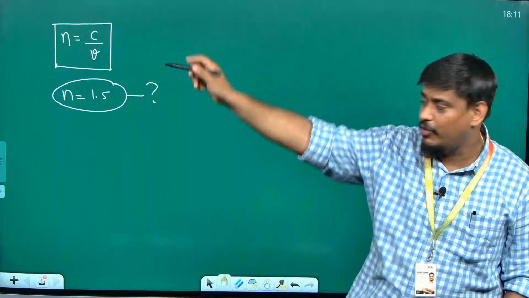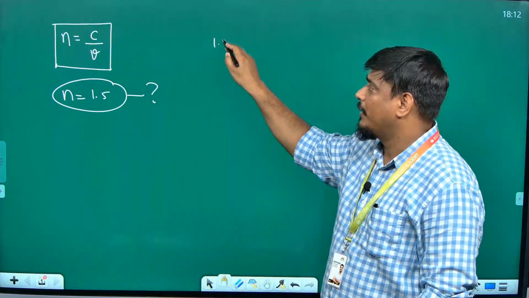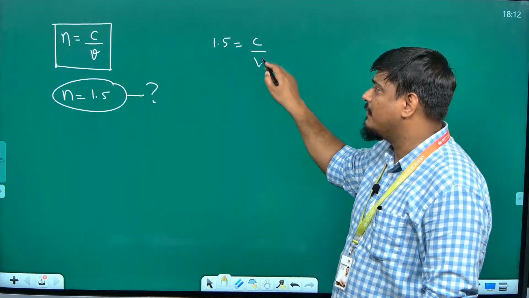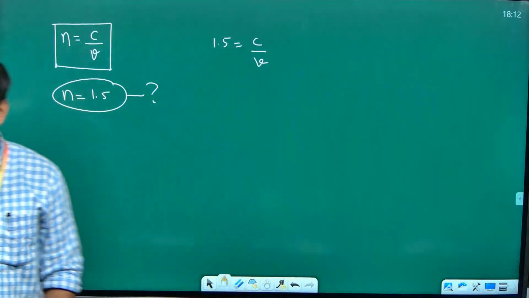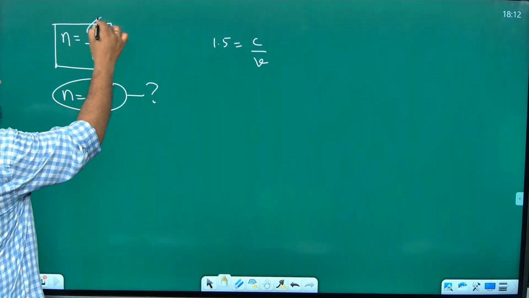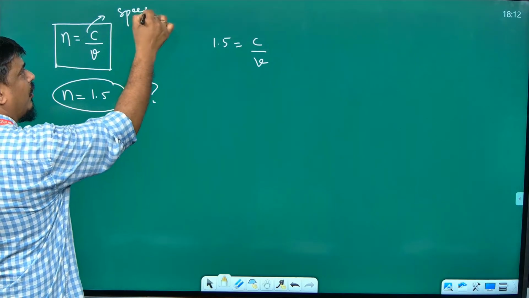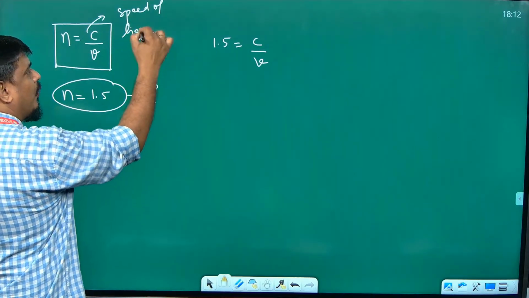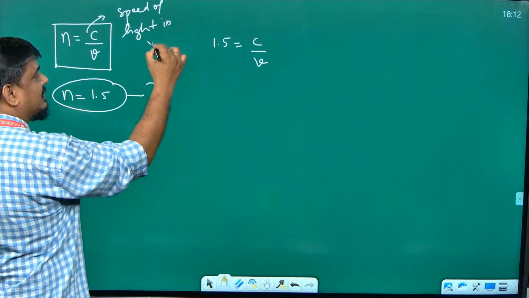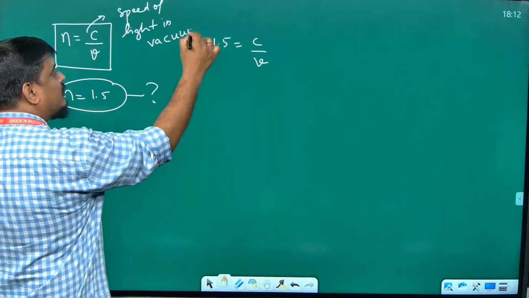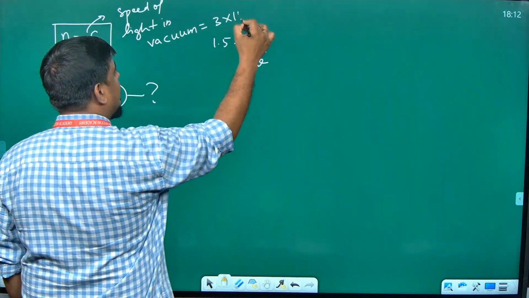This gives you the formula of refractive index, where if I say refractive index of a medium is 1.5, it means that light travels 1.5 times slower in that medium compared to speed of light in air. Because 1.5 is equal to c by v. What is the meaning of c? c is speed of light in vacuum. I hope you know that. What is the value of it? It is constant, 3 into 10 to the power 8 meter per second.